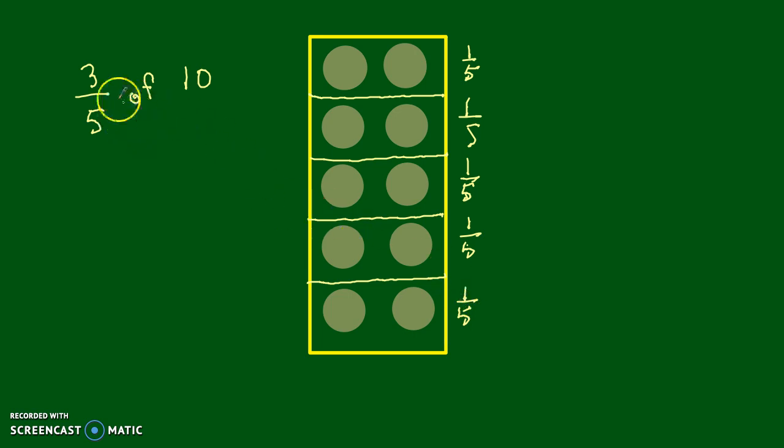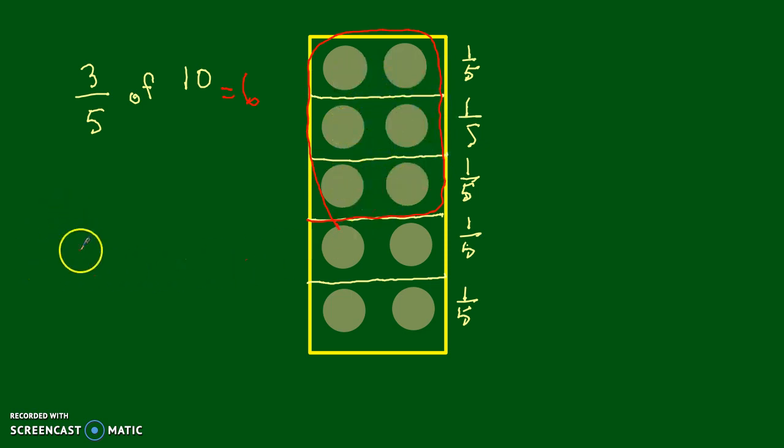Now we need to figure out what 3/5 of that is. So to do that, with our picture, we could go 1/5, 2/5, 3/5, and see that 3/5 of 10 then would be 6, because in each of the fifths is 2. 3/5 then would be 2, 4, 6.